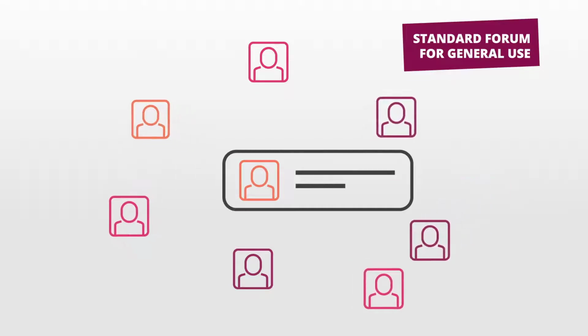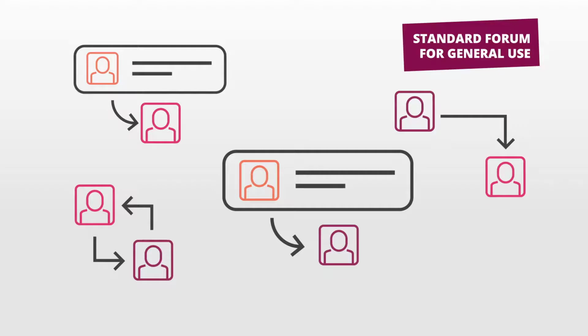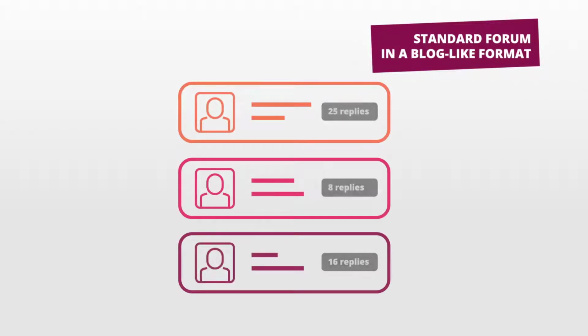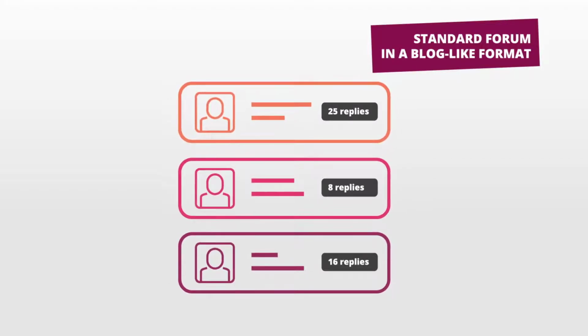The type you're likely to be familiar with is the standard forum for general use. In this type, anyone in the course can start a discussion and reply to threads at any time. If you want to have an open discussion, this is the type for you. Related to this is the standard forum displayed in a blog-like format, which has similar rules but displays all discussions on a single page with just the initial post showing. This is a useful approach if you have a lot of discussions, or if discussions are only relevant to a subset of learners in your course.